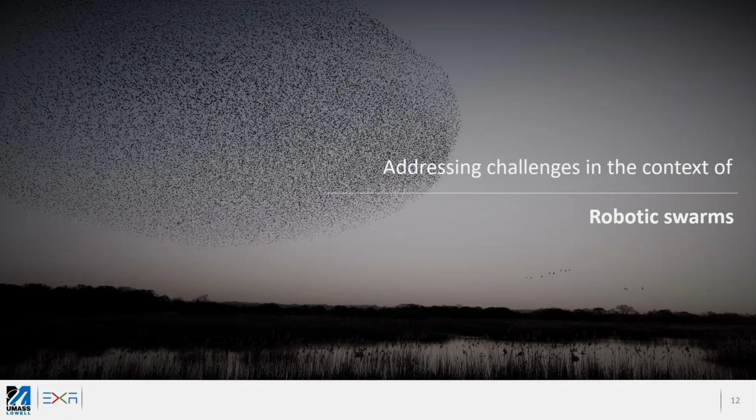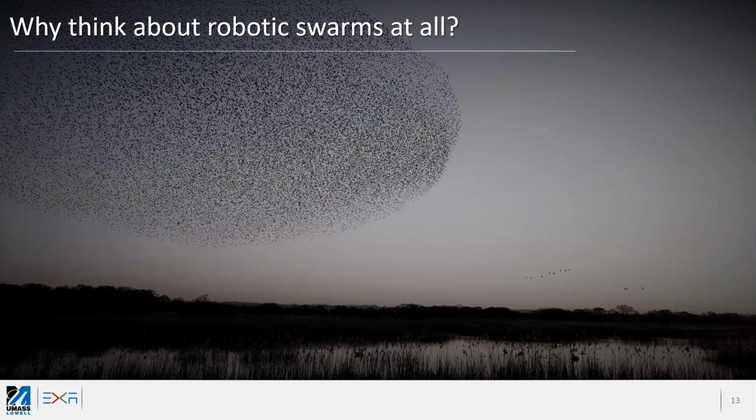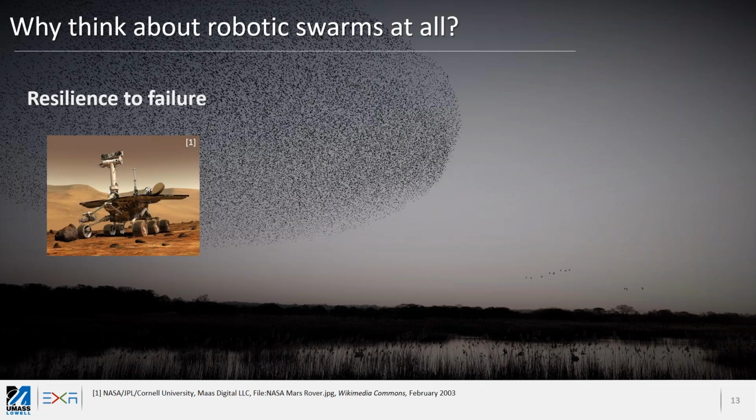Okay, so addressing the challenges in the context of robotic swarms. The key question then becomes, why are we talking about robotic swarms at all? What's so great about robotic swarms? Robotic swarms are resilient to failure. Usually, for example, we send a single robot up to Mars or to the moon, and if that particular robot fails, the entire mission fails.